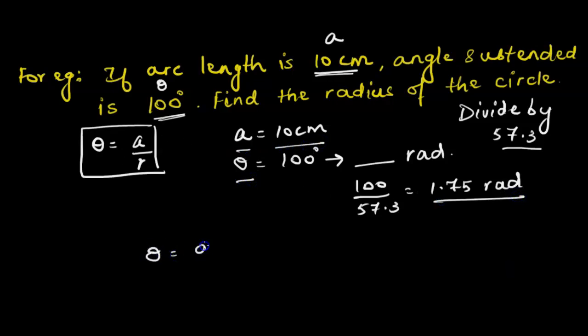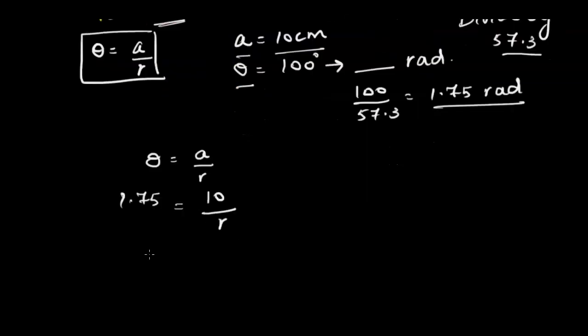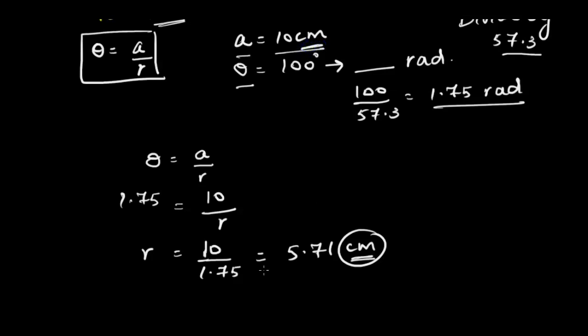So theta is equal to arc length divided by radius. Theta is 1.75. Arc length is given to us as 10. Radius is what we are looking for. All we have to do is isolate r. So r would be equal to 10 divided by 1.75. When we put this on the calculator, we get 5.71 centimeters. The unit is going to be centimeters because arc length is given to us in centimeters.